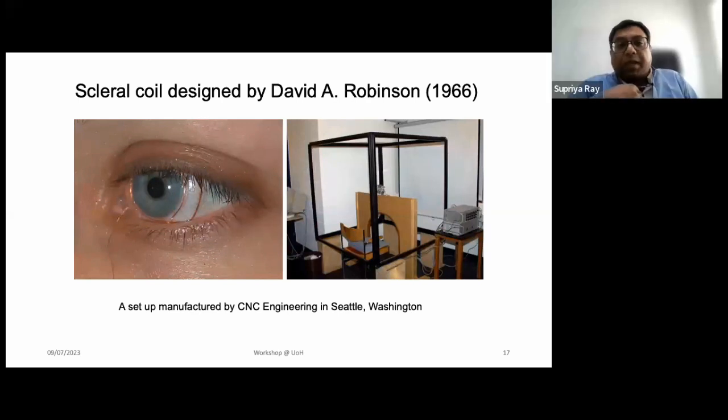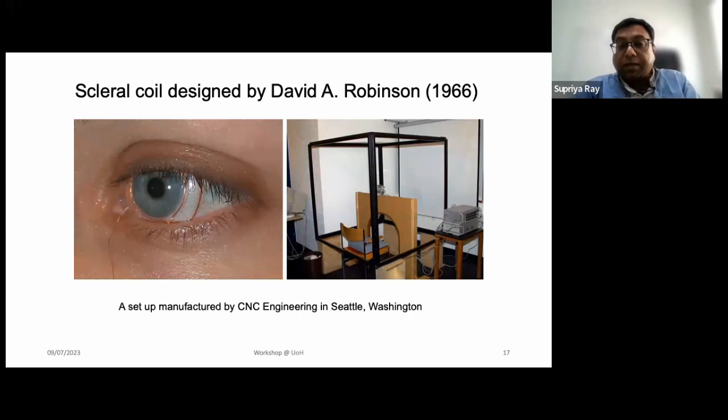Okay, so in this slide, what I was telling you is that it's a technique which was developed by David Robinson, and more than in humans, researchers use this technique for studying eye movement in monkeys, like during in vivo physiology experiments. How this scleral coil works is that you see a coil which is placed on the sclera, or the white part of the eye, as you can see on the left panel.